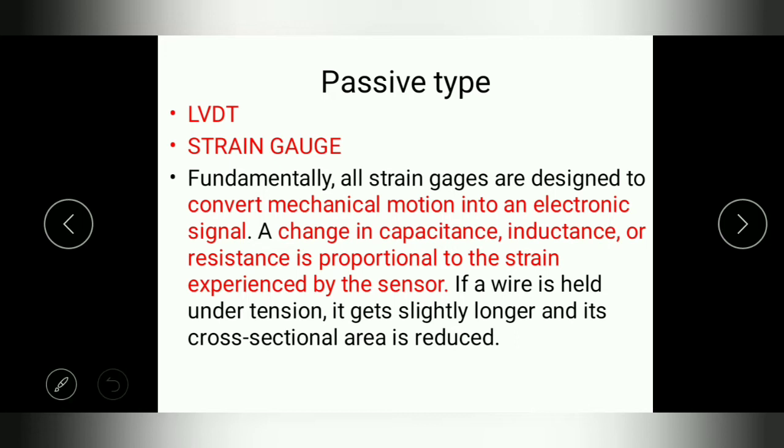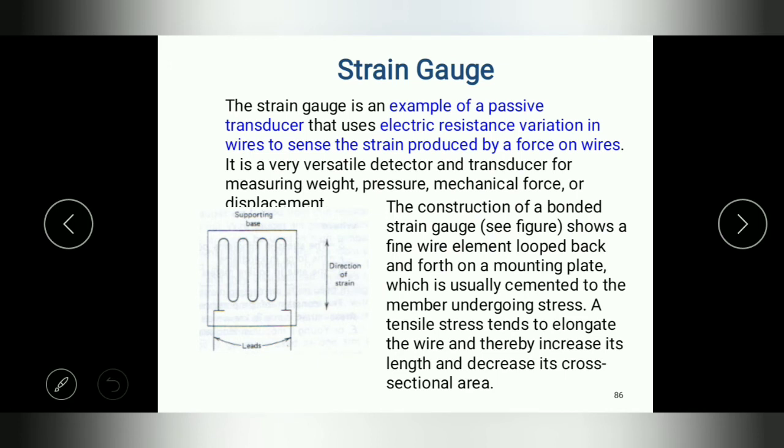That is, whenever some strain or change in dimension happens to a strain gauge, either the capacitance, inductance or resistance will change depending upon the strain experienced by the sensor, and that is given as the output. By looking at that output, we can have an idea about how much strain has happened to that particular material or problem.